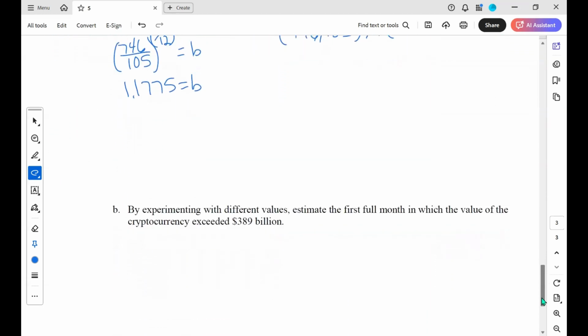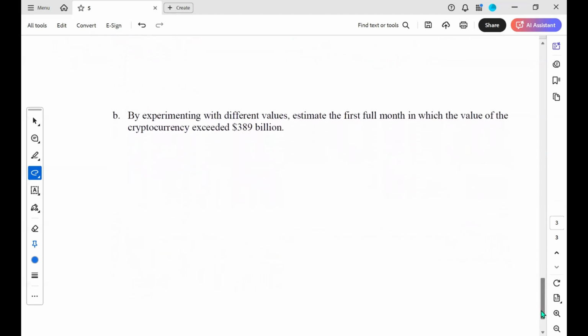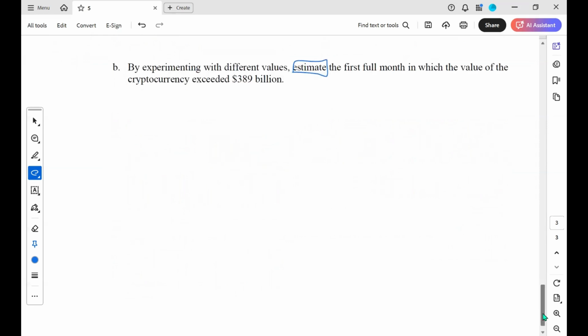All right, so part B of this says, by experimenting with different values, estimate the first full month. Again, this is an estimate that they're asking for. My math lab is going to want exact, so I'll show you how to do exact. But this is an estimate. So if I ask you for an estimate, I want you to approximate it. Most likely, I will not ask for an estimate. I will actually ask for what is the first full month, so you'll have to find it exactly. So I'm going to show you how to find it exactly on here.